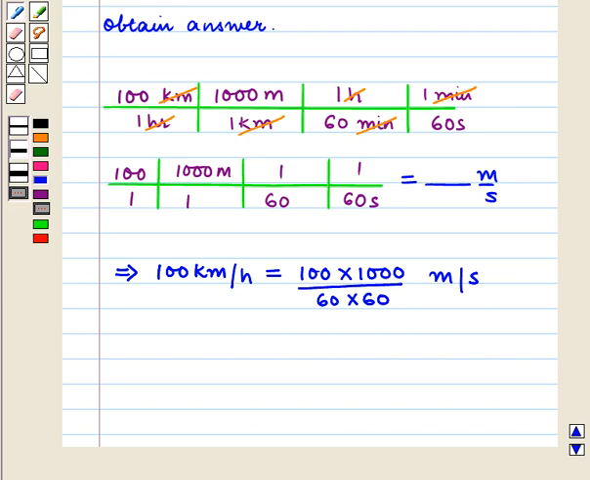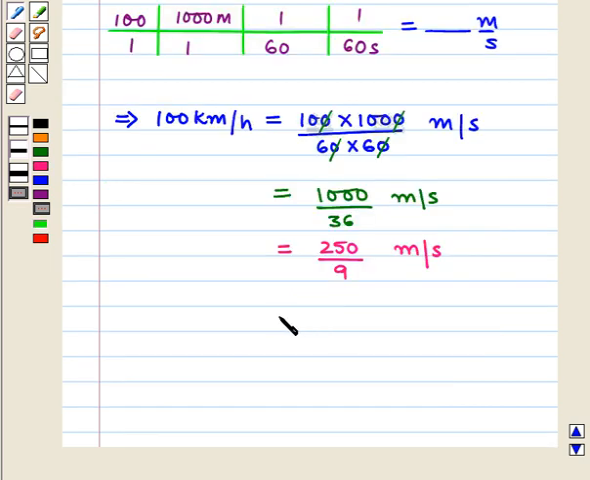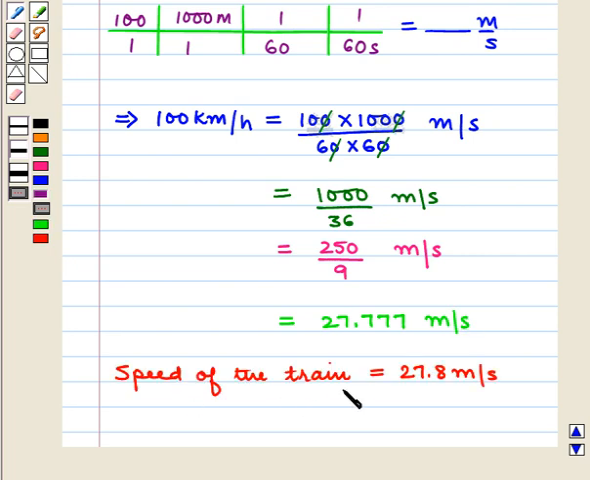This implies 100 kilometers per hour is equal to 100 into 1000 upon 60 into 60 meters per second, which is equal to 1000 upon 36 meters per second. That is equal to 250 upon 9 meters per second, which is equal to 27.777 meters per second. So, the speed of the train is 27.8 meters per second, which is our required answer.